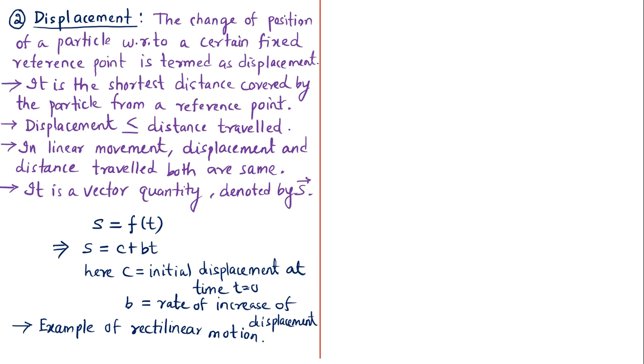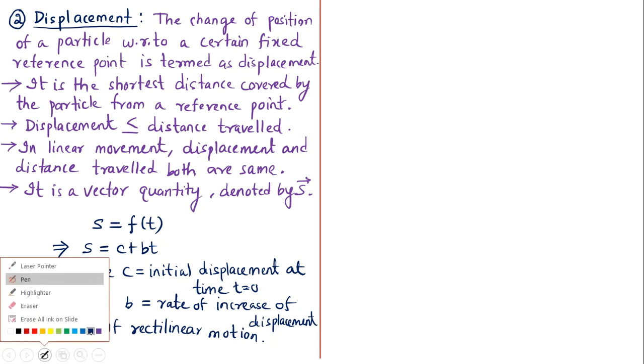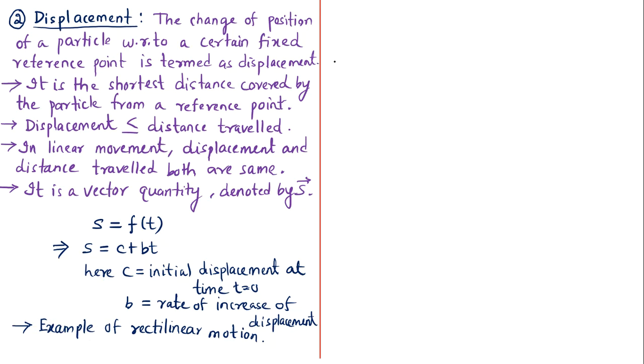Okay. Next we'll go for the next parameter, that is velocity. The third parameter is velocity. Position will be over, then displacement will be over. The third parameter is what? Velocity. What is velocity?